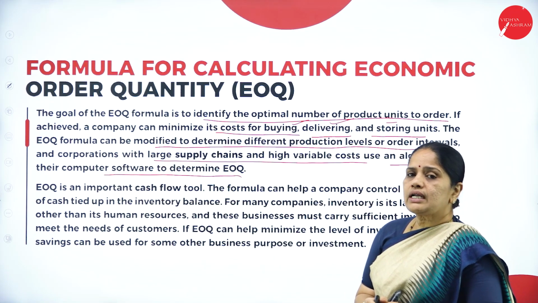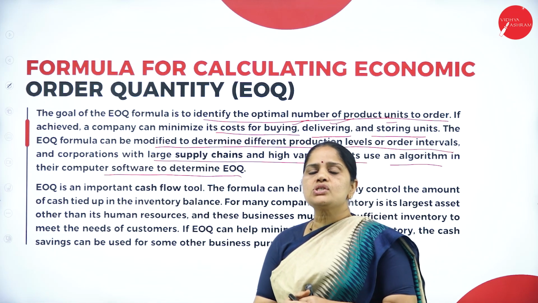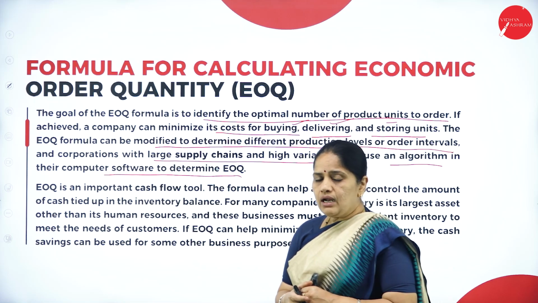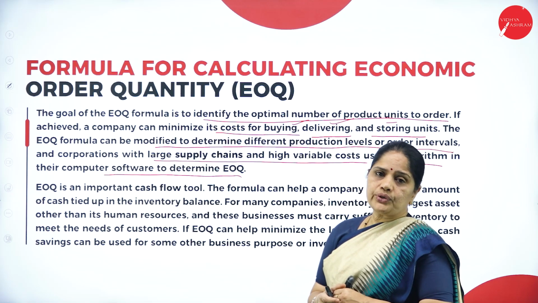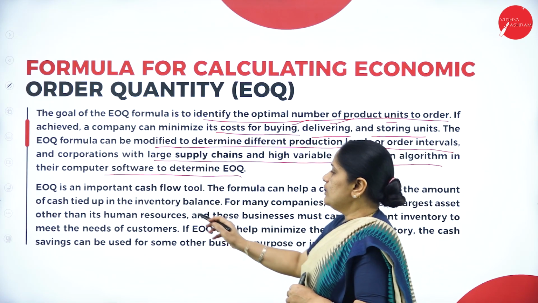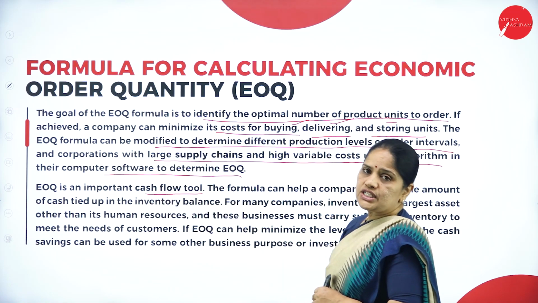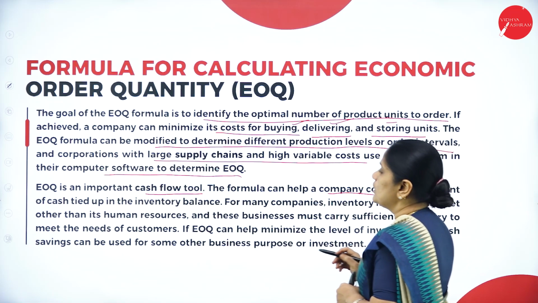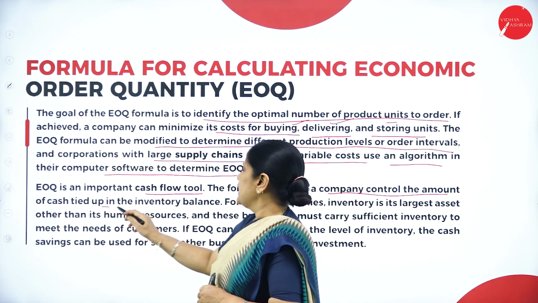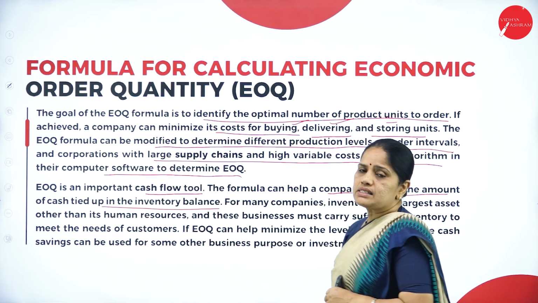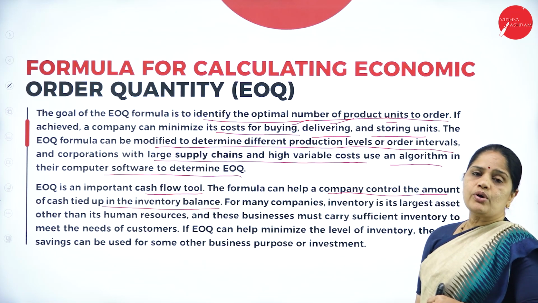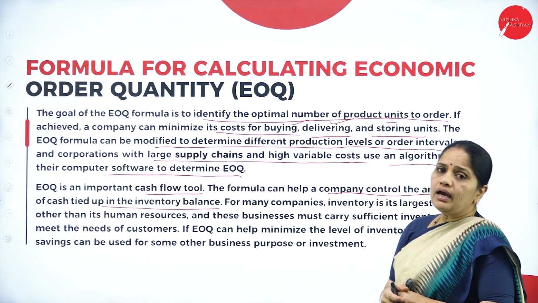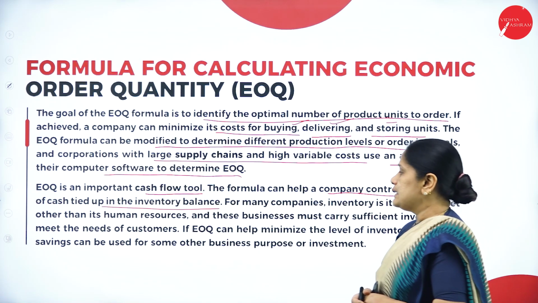The EOQ formula can be modified to determine different production levels or order intervals, and corporations with large supply chains and high variable costs use an algorithm in the software to determine the EOQ. So in large organizations, they have computer software which will automatically calculate and tell the optimum number of units to be ordered. So EOQ is an important cash flow tool. The formula can help the company control the amount of cash tied up in the inventory balance. So with the help of the EOQ model, we will be able to reduce the amount tied up in the investment in stock.